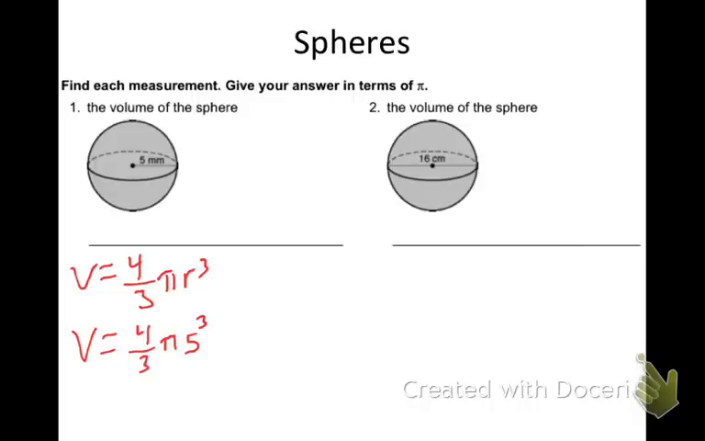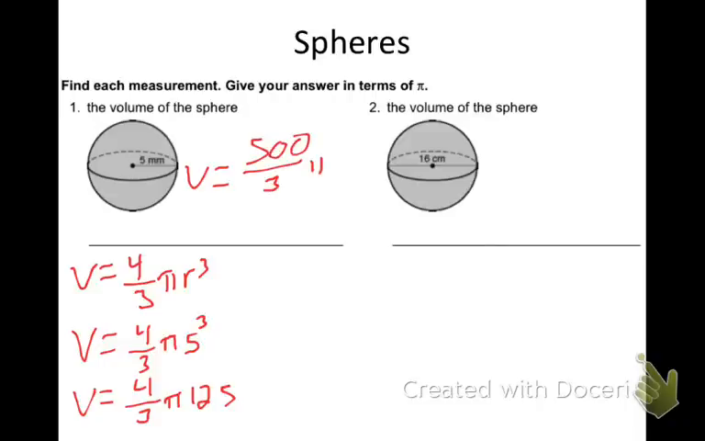5 squared is 25. What's 5 cubed? 125. So I have 4/3 pi times 125. What's 125 times 4? 500. So I get 500 divided by 3 pi. And if I leave it in terms of pi, we can just leave it as that right there. If I work it out, you get 166.6 repeating pi. But if you're leaving it in terms of pi, just leave it as a fraction. So that's fine.